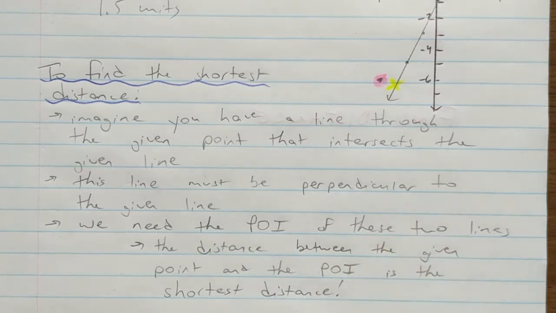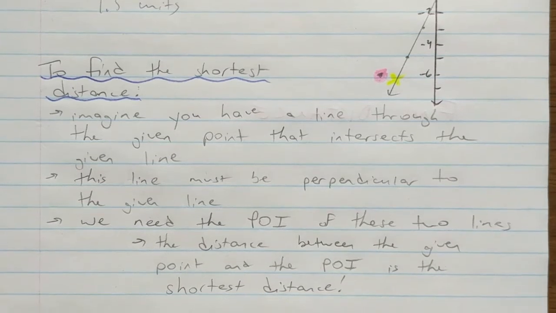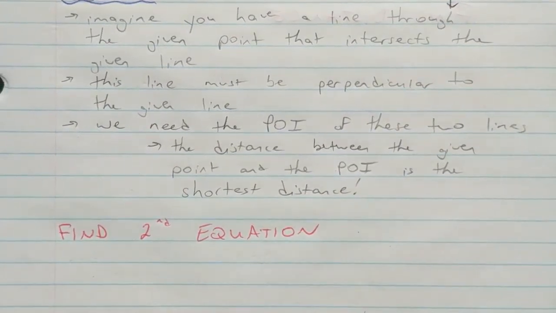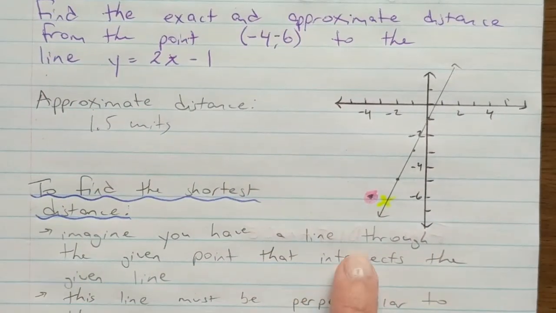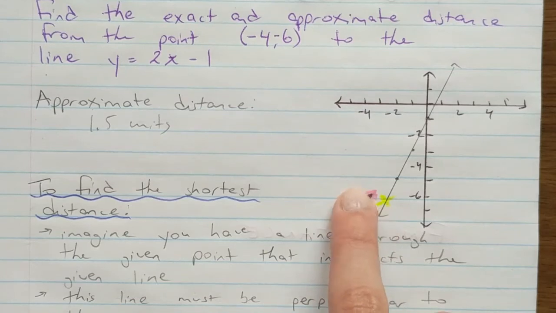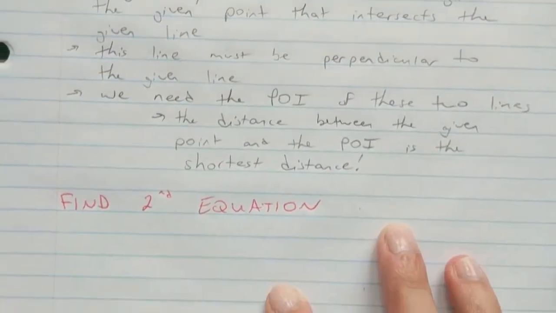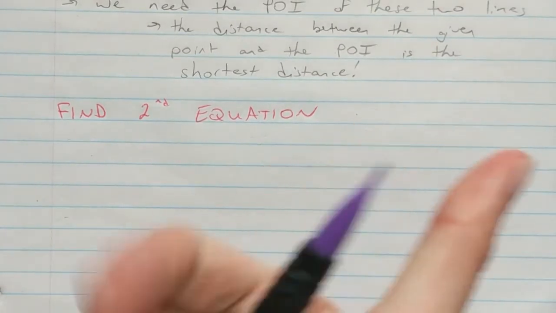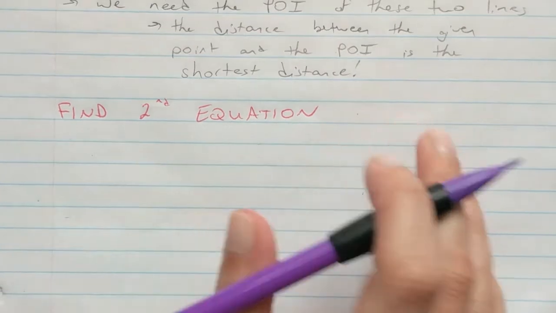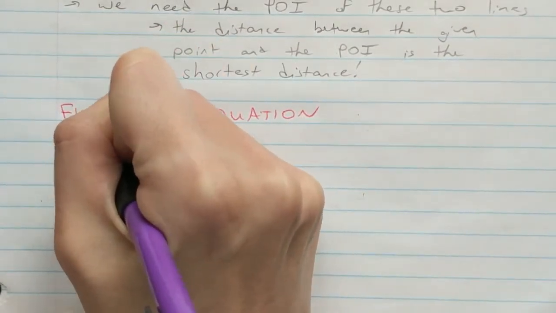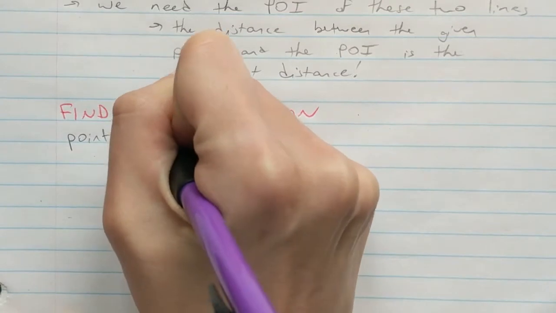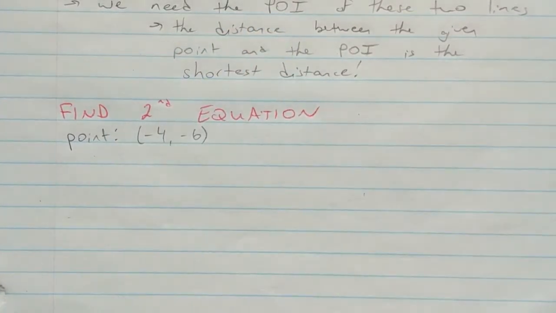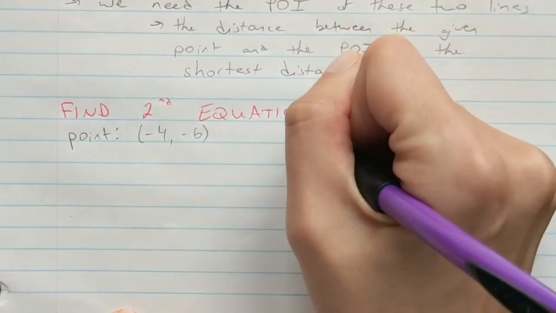Okay? So there's a couple of steps in order to complete these types of problems. First and foremost, we have to find our second equation. We need a second line here, a line that is perpendicular to the given line and that passes through this point. In order to find the equation of a line, we recall that we need a slope and we need a point. Well, we know the point. The point that we have is -4, -6. That is our given point. It has to pass through that. We now need to find the slope.